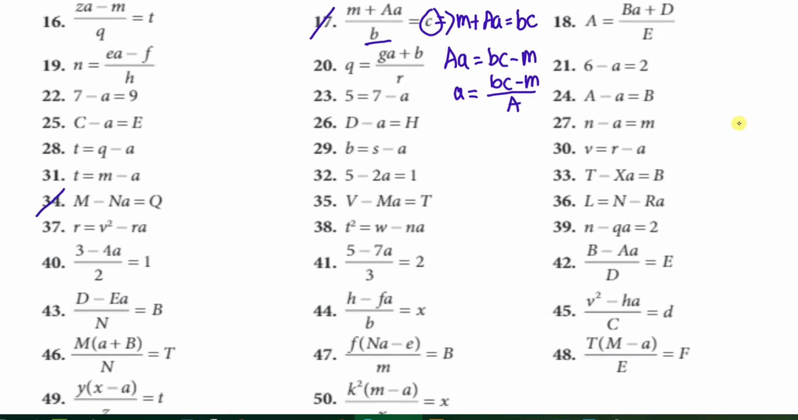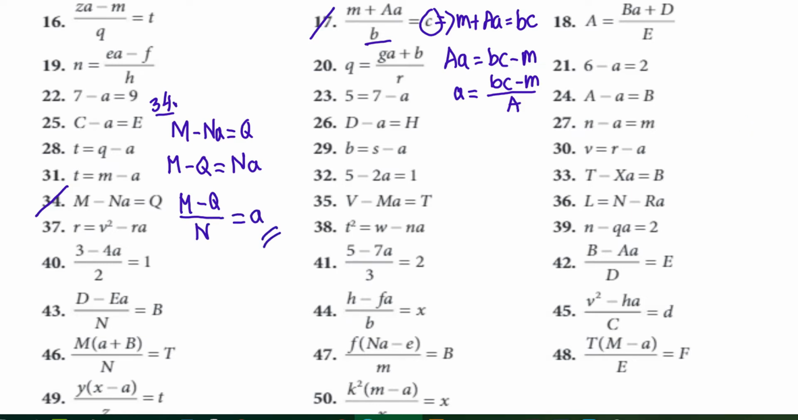See, if I choose question number 34 from here, it is written here 34. So M minus NA equals Q. Okay, then we can do one thing: capital M minus Q equals capital N then A, because I isolated the A part with the N on the right side. Then make A the subject, so we can write M minus Q divided by N equals A. This is our answer for A.